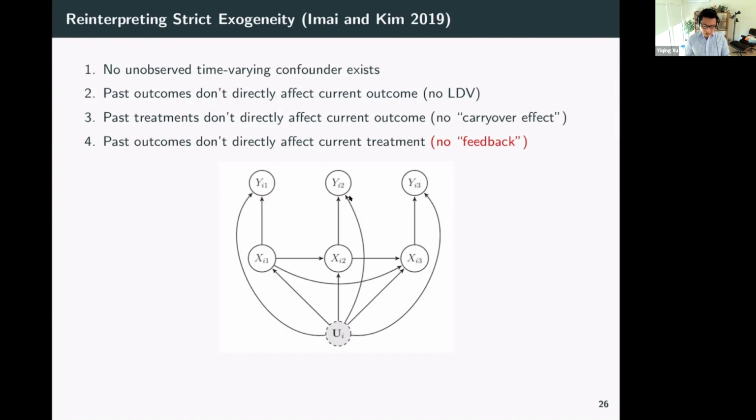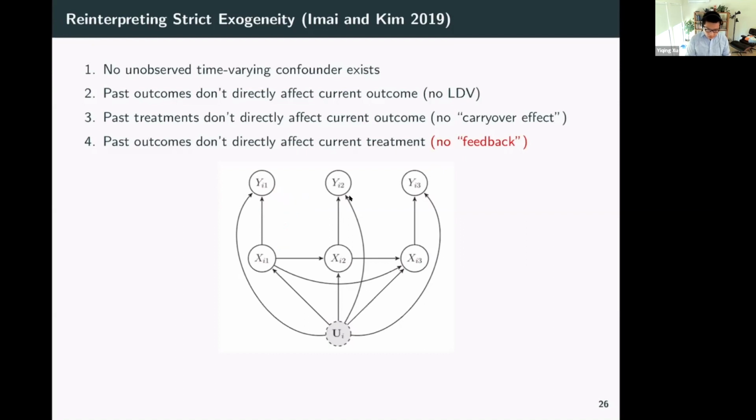So the first, no time-varying confounder, basically there's no U_it or other term that affects. There's no... what parameter, what Greek letter should I use? That's a mu, okay. So that's a mu_it. So this mu_it is affecting both Y_it and X_it, X_it being the treatment. If you don't observe this, of course, this mu_it, your estimation will be biased. That is very well known.